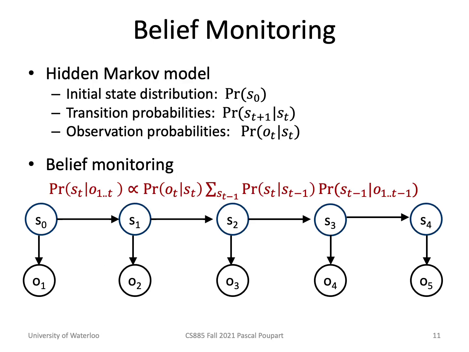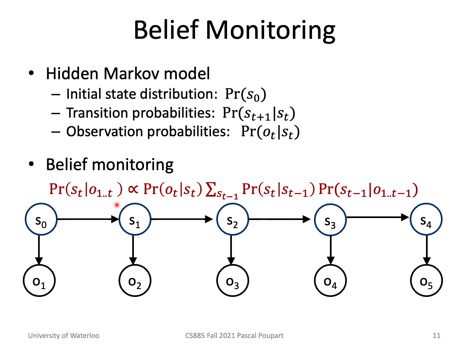An alternative to selecting actions just based on the last observation or finite window of observations would be to do belief monitoring. So here belief monitoring exploits the fact that we have a hidden Markov model. So if you recall, our hidden Markov model has this graphical representation, and then in terms of quantification, we have an initial state distribution, we've got the transition probabilities, and also the observation probabilities. Now we can use those components to do belief monitoring, which really means computing a posterior distribution over the current state given the past observations.